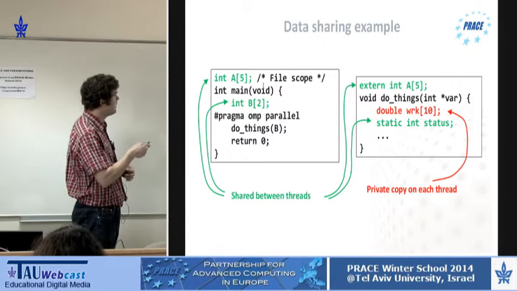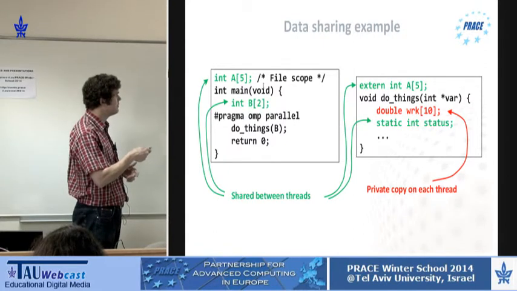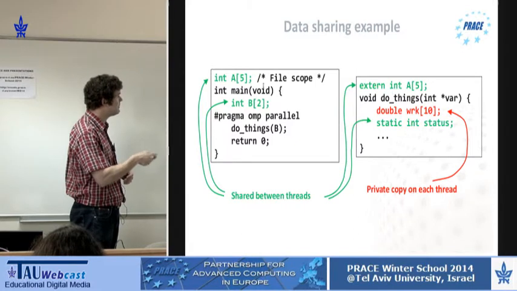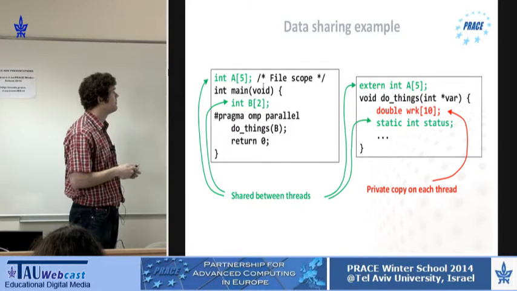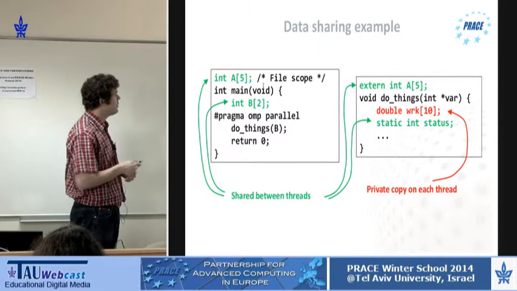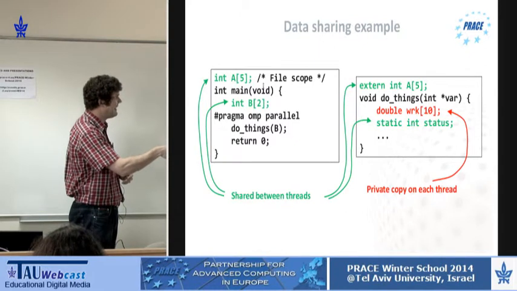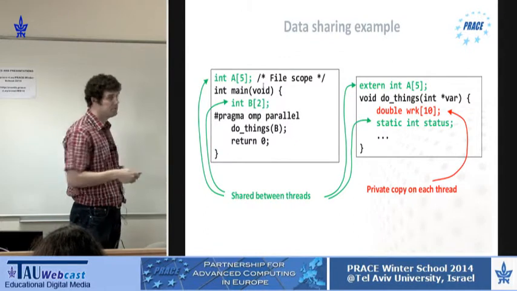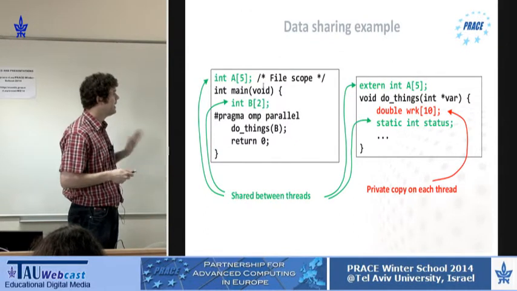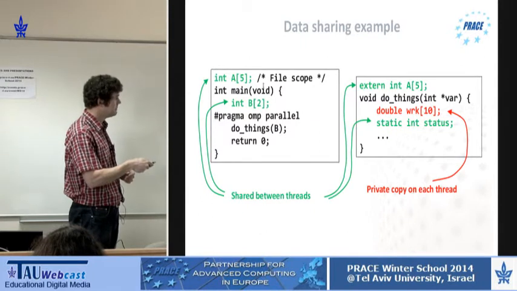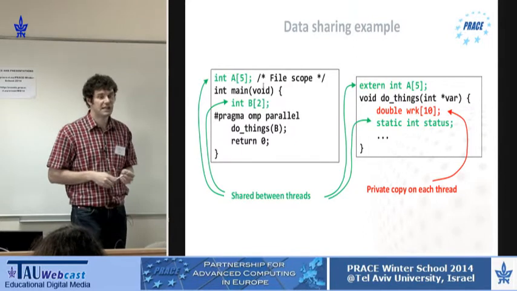Here is a simple example of how different types of declared variables would be shared or not. By default, this would be a file scope variable. This would be a global variable within the main routine, so this would be shared within this parallel region between all threads. On the other hand, when we call this function here, the internal variables would be private for each thread. But because this one is static, that would be shared. And also this is a file scope variable, and that way would be shared between all threads.